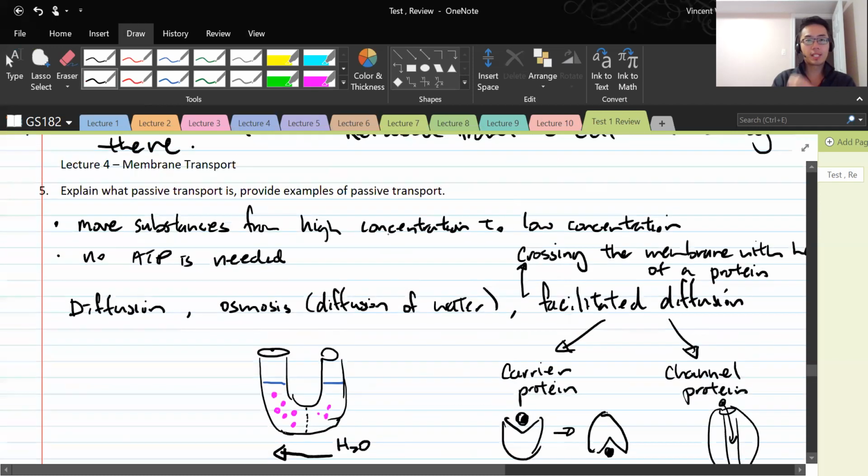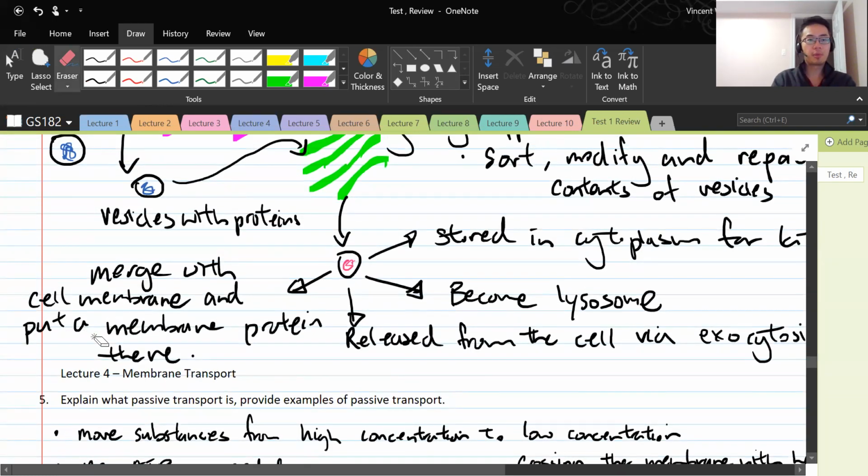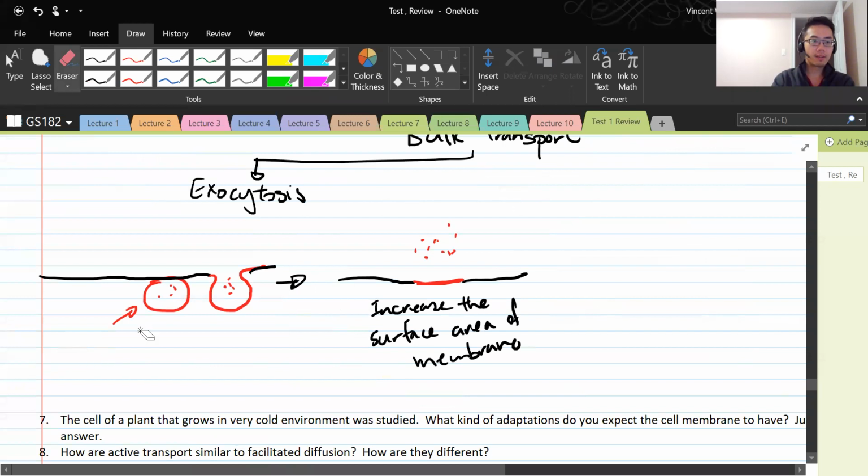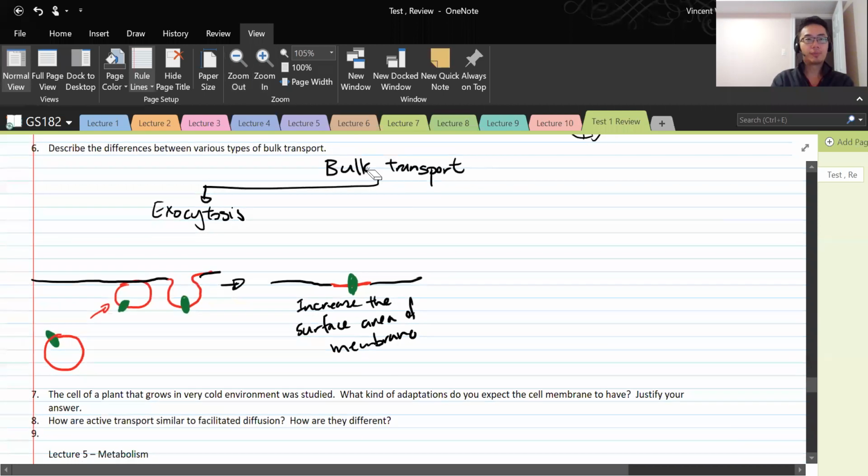So earlier, before the break, we said how some of it can merge with the cell membrane and put a membrane protein there. So I can show you what that looks like, right? Let's say instead of having these little dots here, we could have a vesicle, and then we can have a protein stuck to it. Okay, so that's going to move towards the membrane, and eventually, when it's all fused, you have an integral protein like this. Okay, so that's exocytosis, moving things out of the cell.